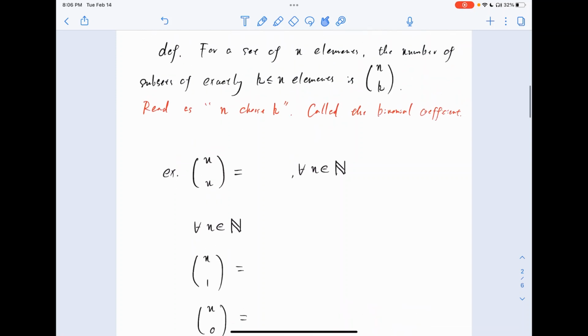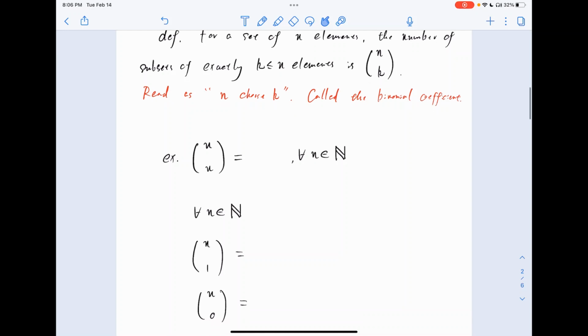So let us familiarize ourselves with this concept by doing a few examples, actually. So I'm going to pick a natural number n, and then what is n choose n?